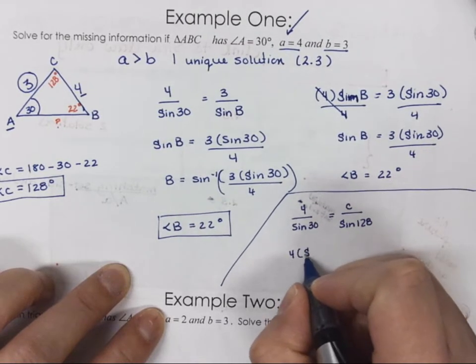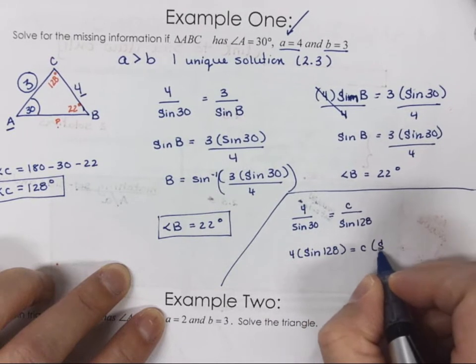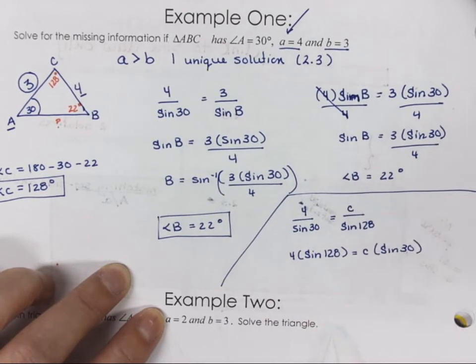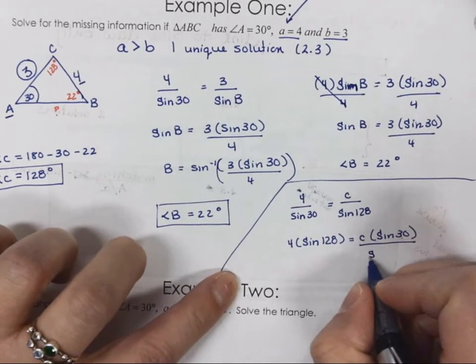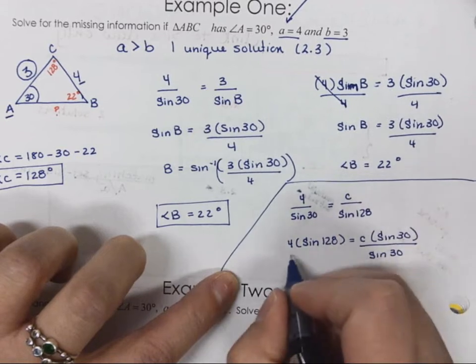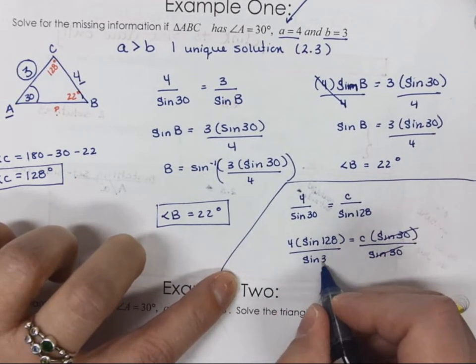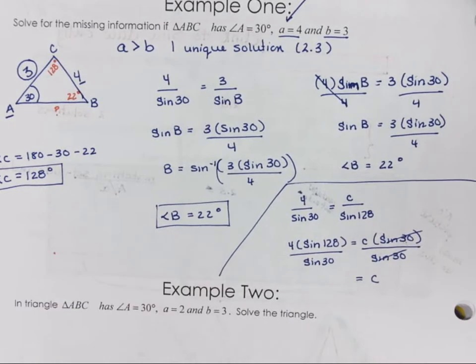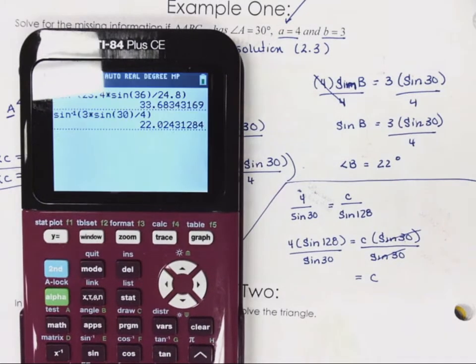And as you practice this, it will get better. I know I go fast in my notes, and that's hard. So I'm just dividing both sides by sine 30 so I can isolate the letter C. I'm going to do that all in my calculator. So 4 times sine of 128 is that. I'm going to divide it by sine of 30. And we always round to 2 decimal places, so 6.30. And there are no units on this, I don't think.